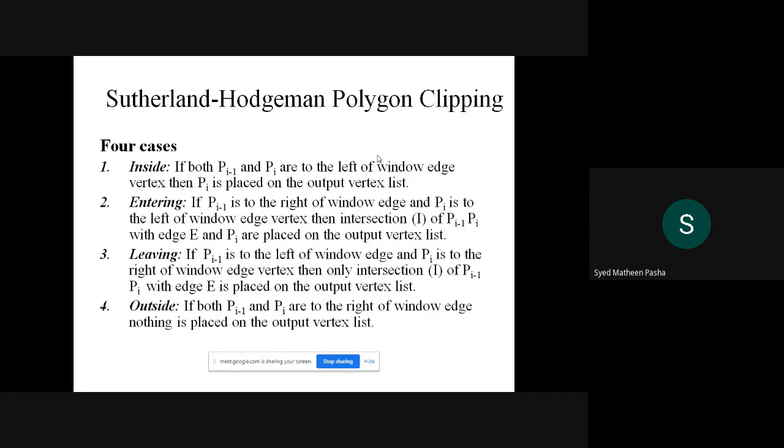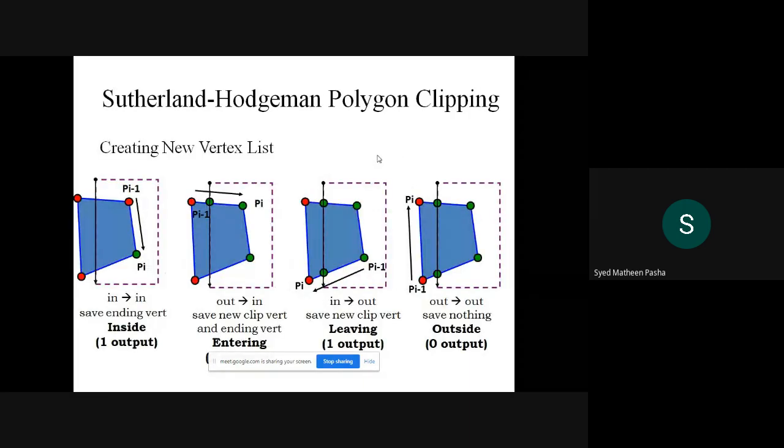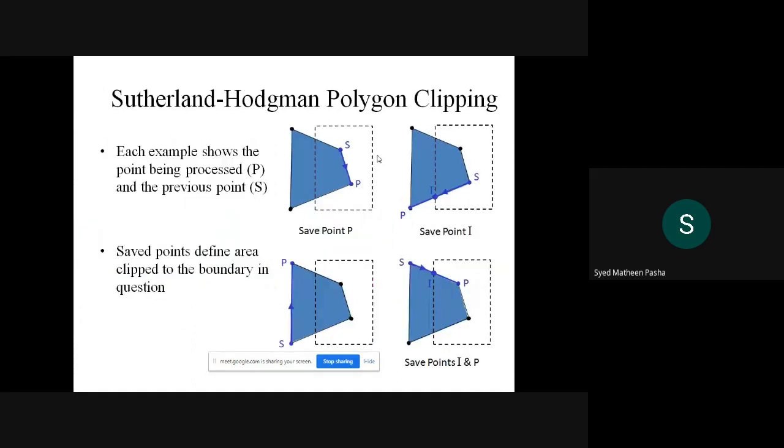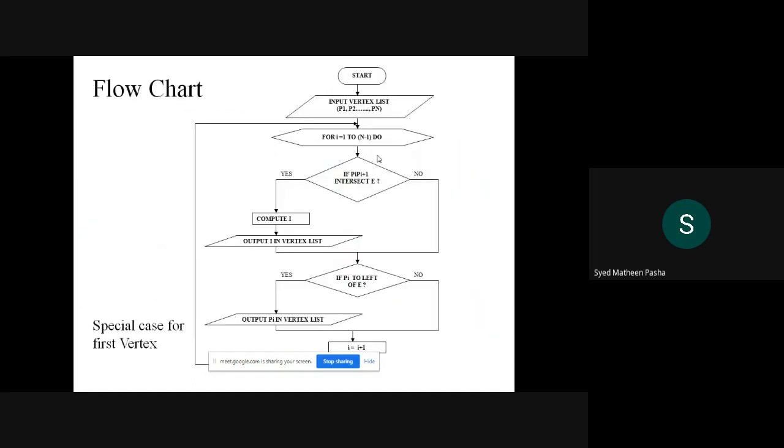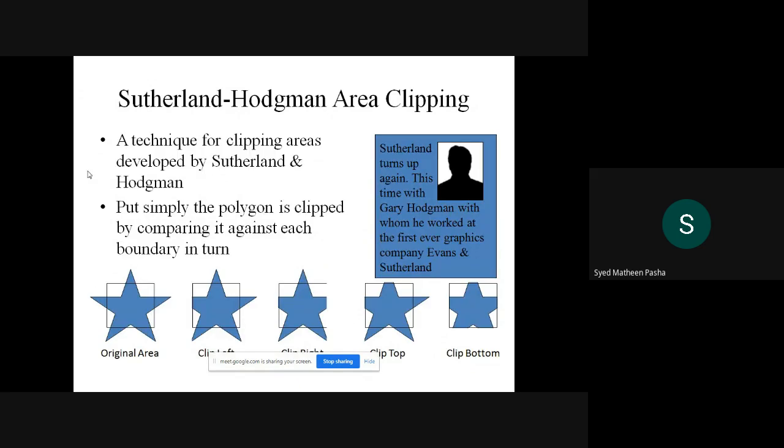So we'll check out. It consists of some 4 cases also, in the Sutherland-Hodgman polygon algorithm. We'll check out how each and every case works, and then with respect to some examples, I'll be defining the flow chart here. Students should note and highlight here how area clipping is done in the Hodgman method. This is actually an important question.